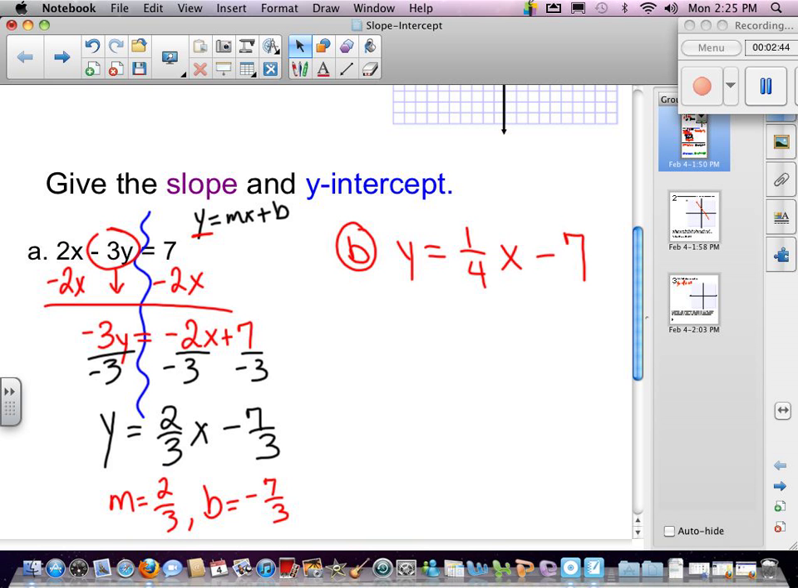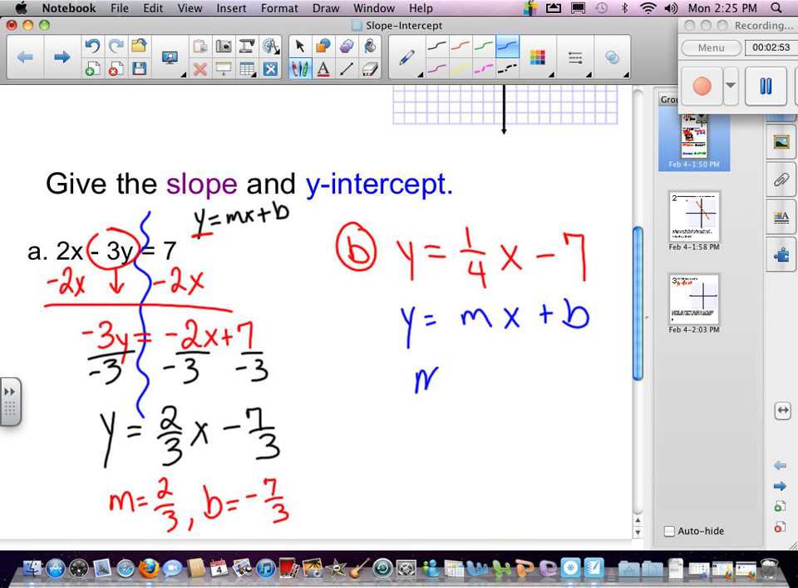Take a look at problem b. For problem b, it's a lot easier because it's already been solved for y. So this is going to be y equals mx plus b. So our slope would be 1/4. Our y-intercept would be negative 7. Okay? And don't forget that your y-intercept can be written as an ordered pair, such as this one, (0, negative 7).